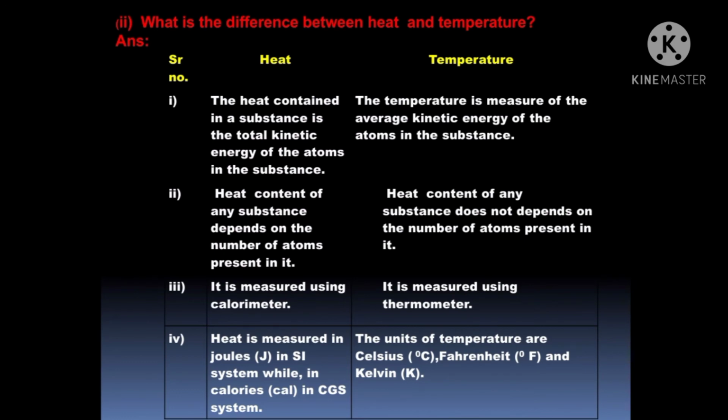Fourth one, heat is measured in joules in the SI system, while in calories in the CGS system. In temperature, the units are degree Celsius, Fahrenheit and Kelvin. So what are the units? Units of heat in the SI system are measured in joules, and in the CGS system, heat is measured in calories. In the case of temperature, the units are Celsius, Fahrenheit and Kelvin. So this was the basic and major difference between heat and temperature.